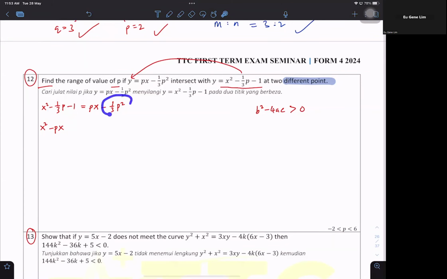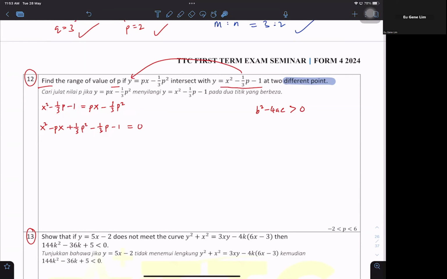This one also, minus, bring over become plus. Plus 1 over 3p squared. And then the rest, minus 1 over 3p, minus 1, equals 0. Understand? So got x, put in the middle. This one no x, bring over, put behind the x. Then the rest also no x, all put at the back.